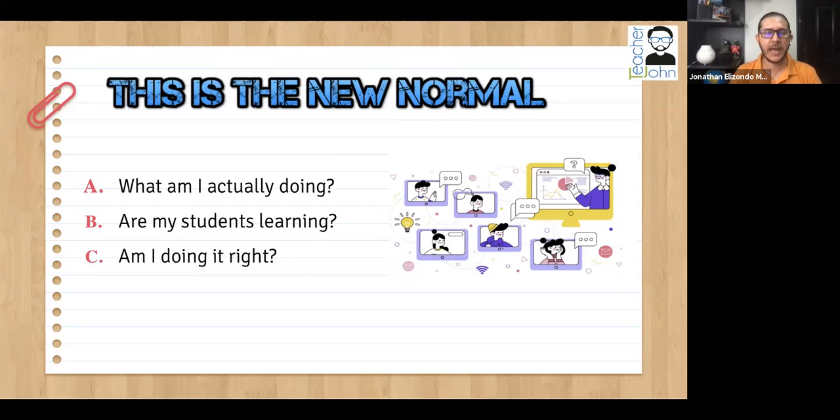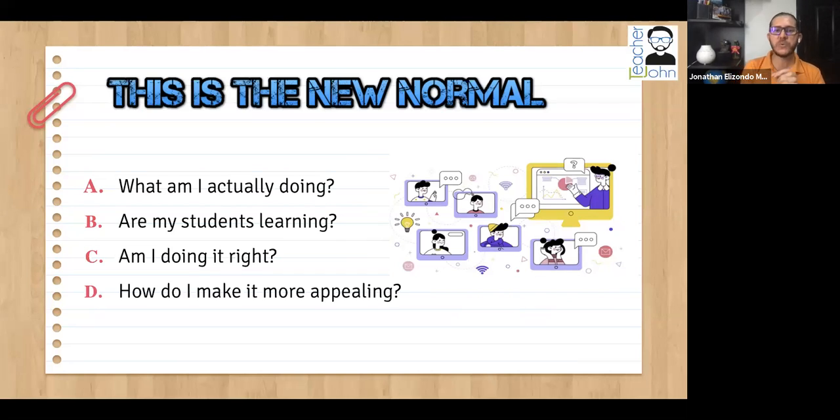Am I doing it right? Are there any other ways that I can do it? And I think to this question, there is always a way in which we can improve. There is always room for improvement. And so we need to always know that there are things that we can do better. But I think in this environment and in this modality, there is no right and wrong. There are just different ways in which we do things, okay?